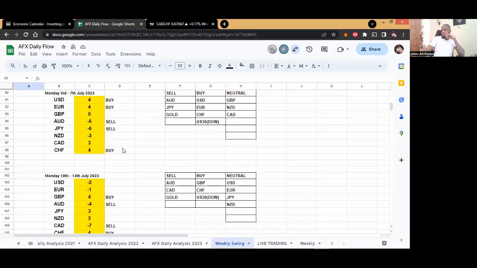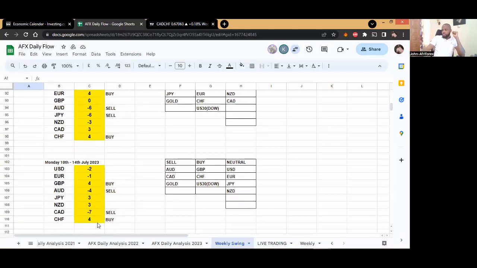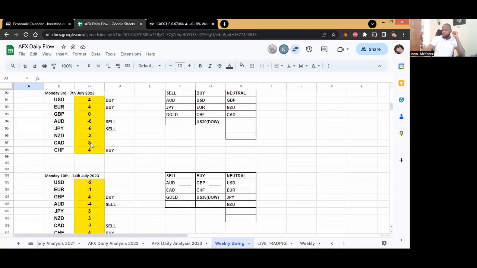I'm sure you guys can see a lot of weakness came in on the USD after the non-farm payroll last week. So for this week, we're looking at a -2. Maybe it might get even weaker as we get into next week. But you can see that some of them are maintaining, like the Swiss franc. The Canadian dollar, from neutral this week, is extremely weak. So we'll see what's up with that.